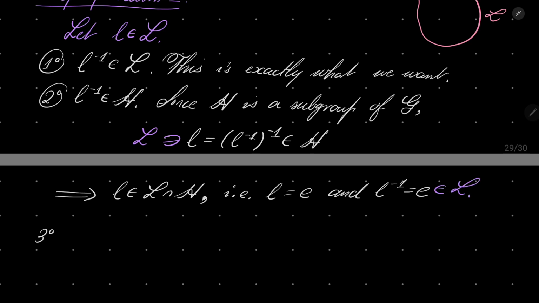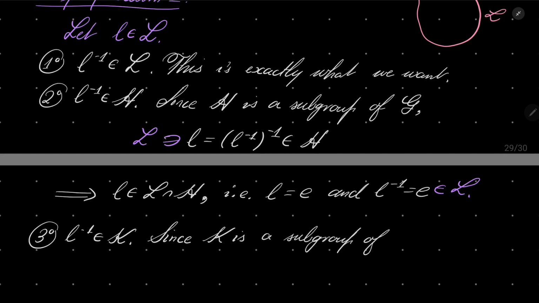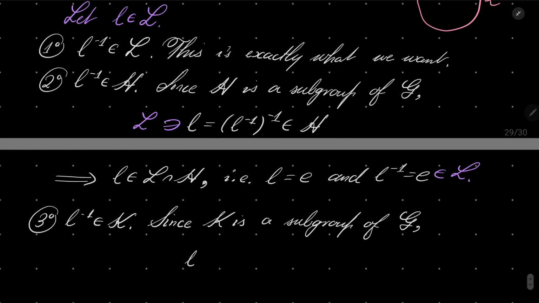Finally, third possibility, L inverse is in K. We have, to be honest, the exact same reasoning. Since K is a subgroup of G, we have exactly the same type of reasoning.